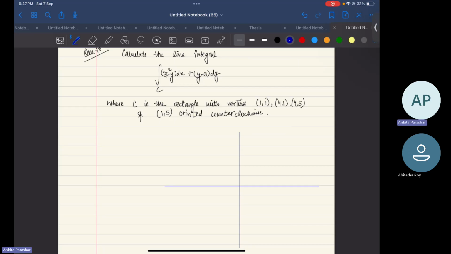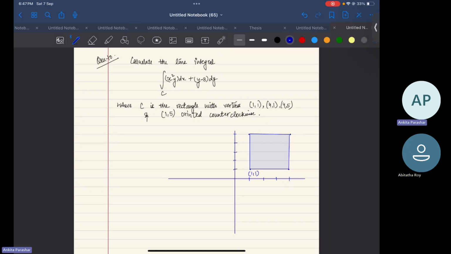So we have this point 1, 1. It starts from 1, 1. Then 1, 2, 3, 4 on x, and 1, 2, 3, 4, 5 on y. Another point is 4, 1. Another point is 4, 5. And then 1, 5. All right, so this is the region that we have over here.